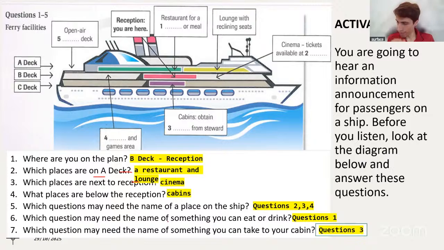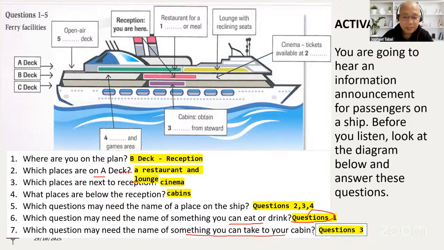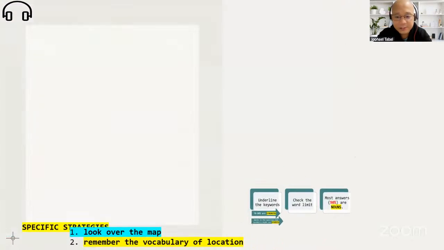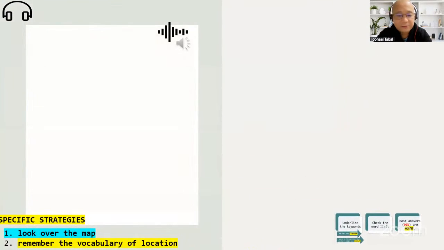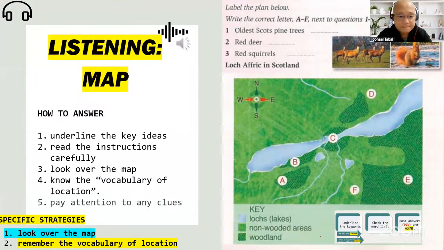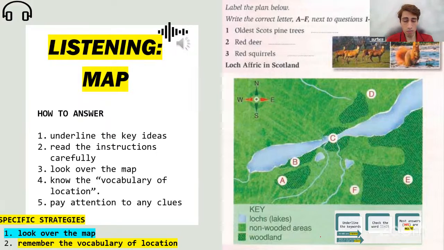Okay. Which questions may need the name of something you can eat or drink, so they can guess that. Something you take to your cabin. Yes, exactly. So guess the possible answer for listening. And then 90% of the answers are actually nouns. So they're easy to teach. There's actually not much to teach. You basically play the audio for them.